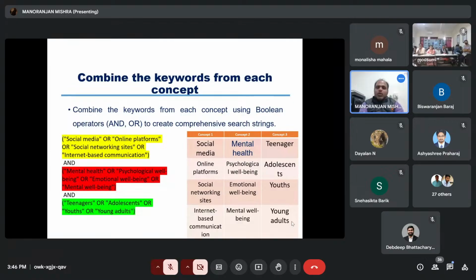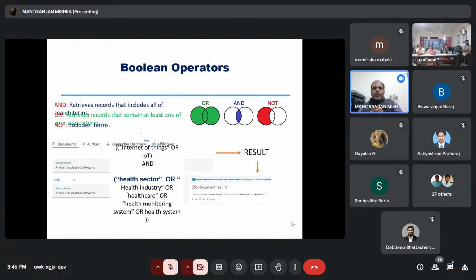These are Boolean operators. I think you must know set theory: OR retrieves records that contain at least one of the terms, AND retrieves records that include all of them. Then to exclude terms, you can use NOT also. So these are the options which are available, which will help you get relevant databases.